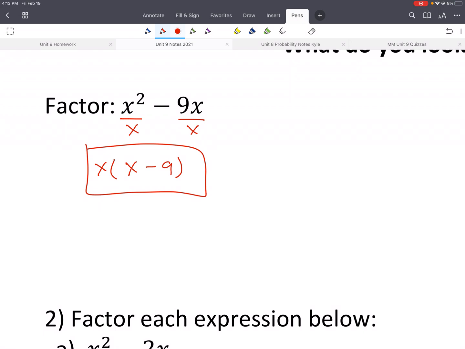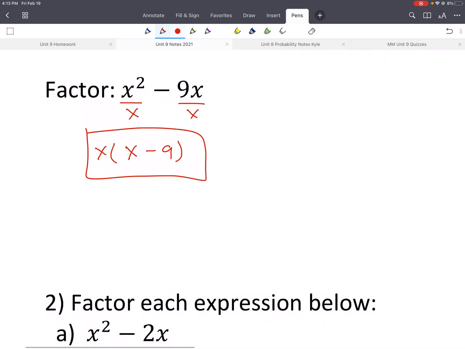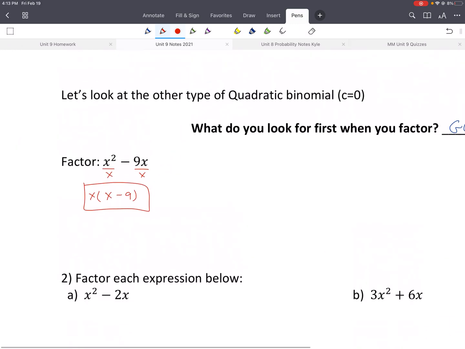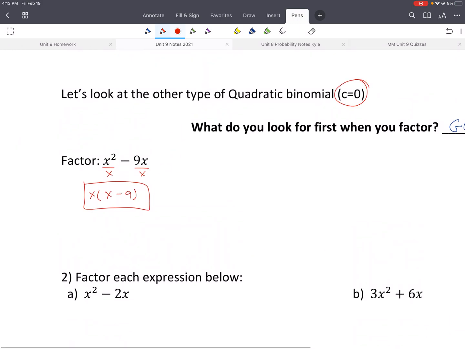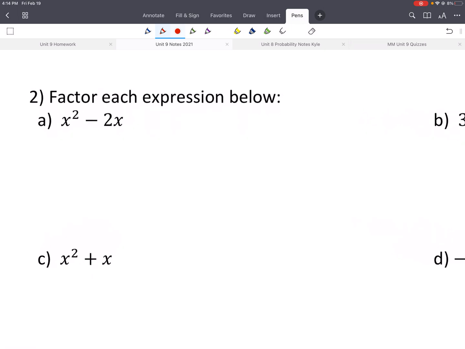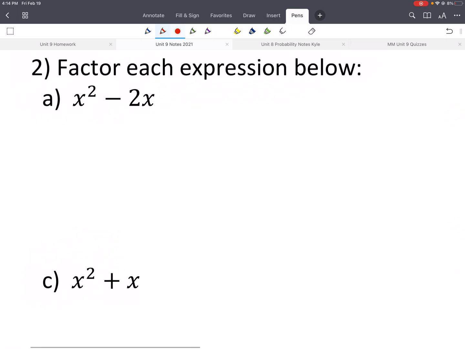We can't factor further. There aren't any x squareds. So if there are no exponents, then it's fully factored. There's nothing we can pull out of that parenthesis. So sometimes we don't have two parentheses, and that would always be the case when there's not a constant, or the constant is 0. So give these a couple tries. Pause it and give it a try. Again, always look for the greatest common factor.